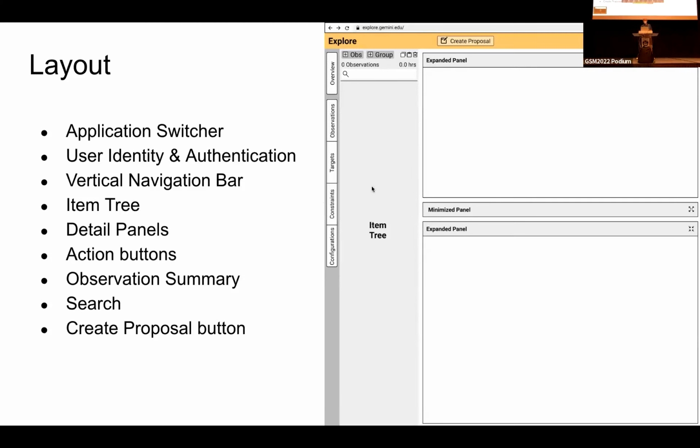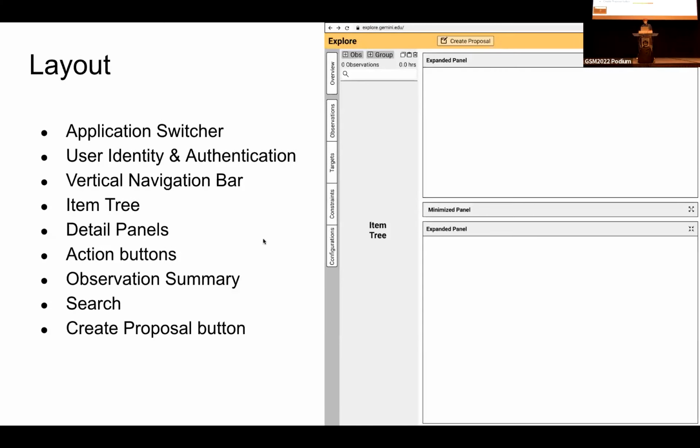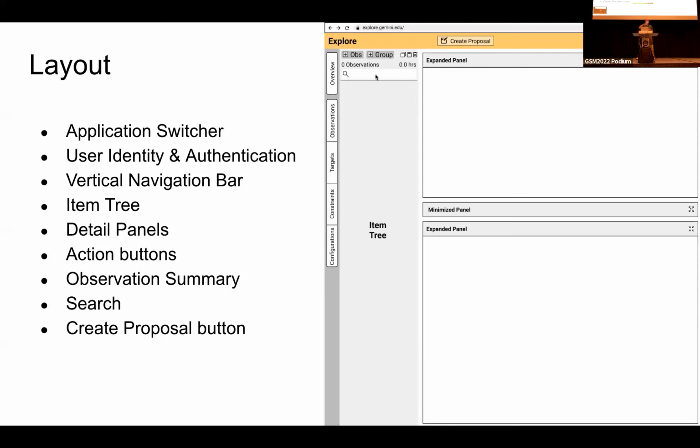In the middle is an item tree, the list of things that you've selected. When you select something here, you get the details on the right panels, which you can collapse and expand to see more information. Then at the top of the list, there'll be some action buttons for creating observations, targets, and groupings. There's a summary here, and a little search box, because you have a lot of observations, so you can shrink your list and focus on what you want.